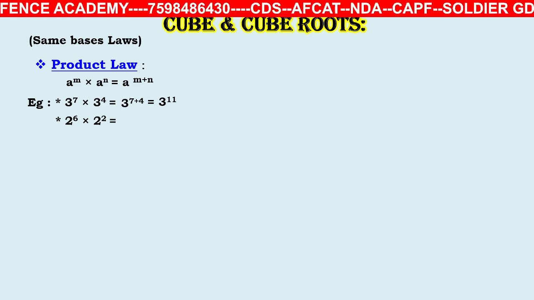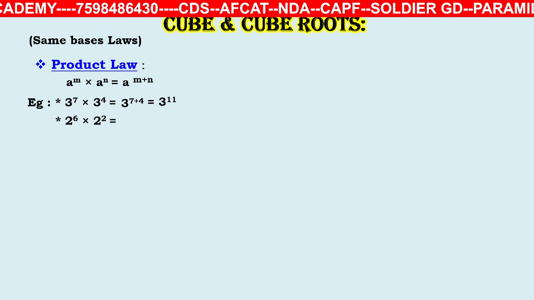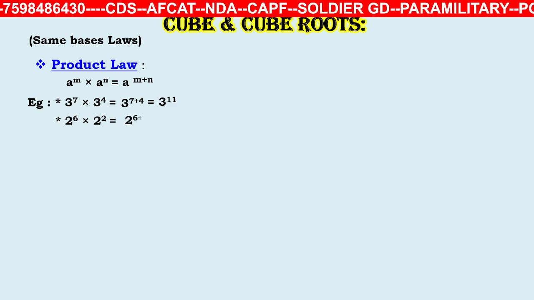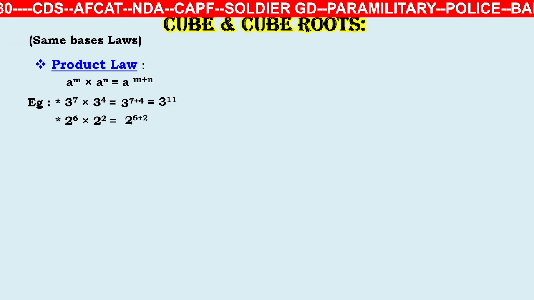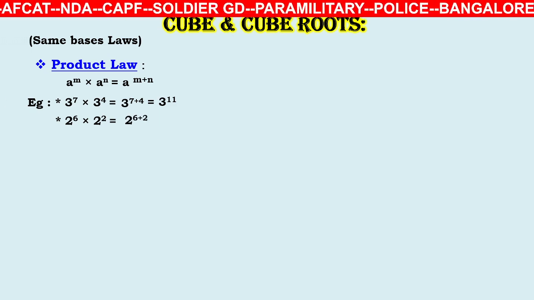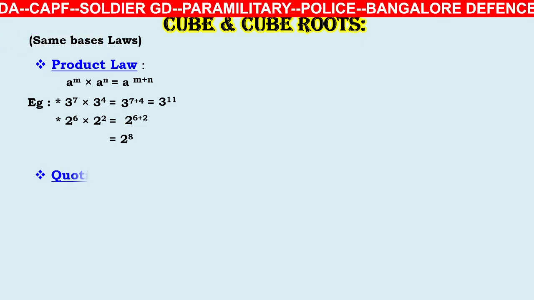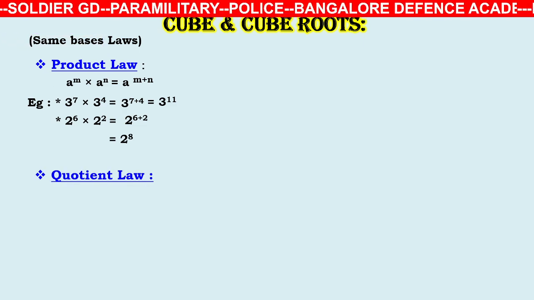Now in the second problem, I have 2^6 into 2^2. Now you see the bases here. The base is the same, 2 and 2, and it is a product. So I am going to add the powers, that is 6 plus 2, which gives me 2 to the power of 8.